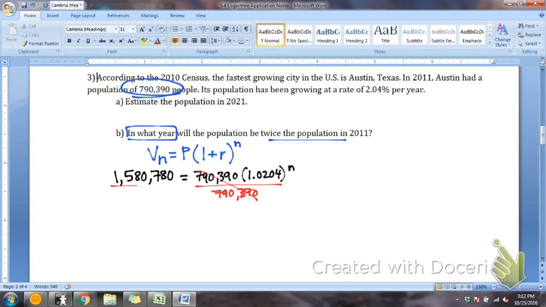Oh, Kyle just asked us, what number do we get when we do 1 million divided by that? We get 2, right? Because we doubled it to get that number. So if we divide by it, we're going to get 2. So in this case, you can just use 2, okay? It's usually going to give us a decimal there, but this case it's going to give us 2. 2 equals 1.0204 raised to the n power. You take it away from this point.